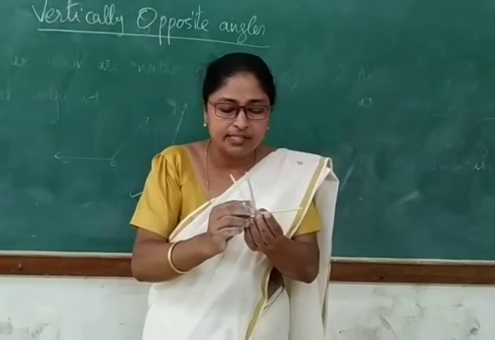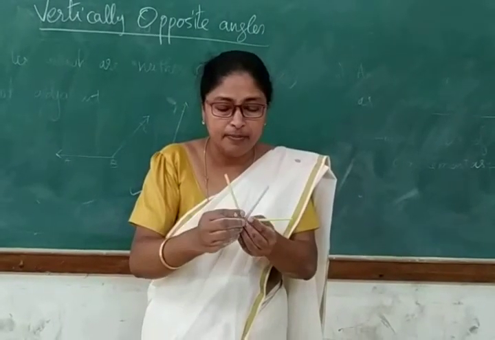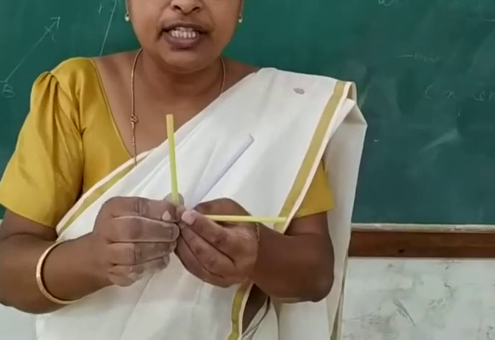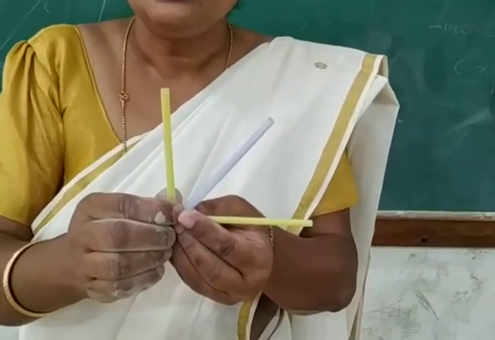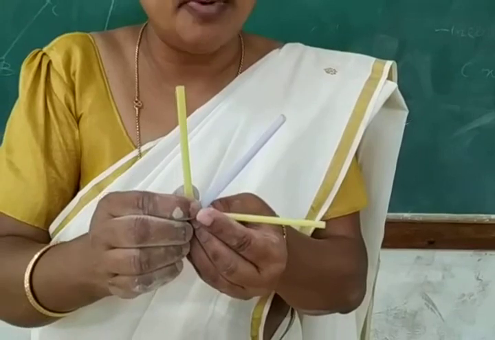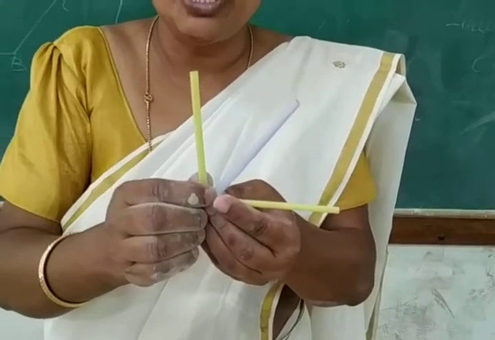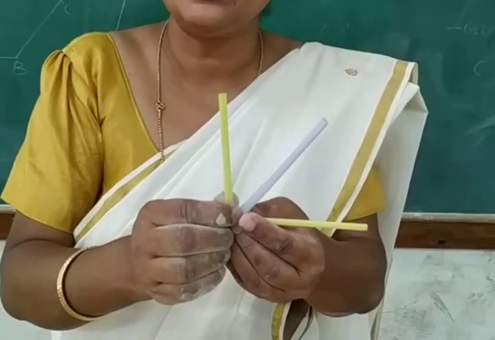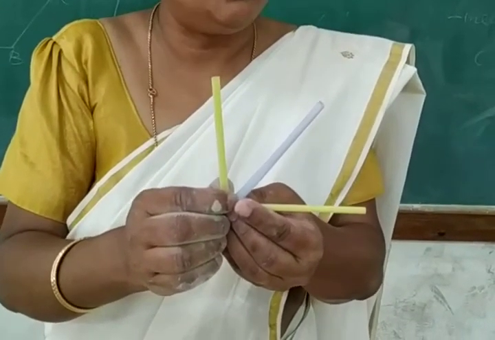Now only one is remaining, that is complementary angles. See, this yellow straw is in the form of a right angle. The middle one is a common ray, and the sum of the measures of these two will be how many? 90 degrees. So they are also called as complementary angles.